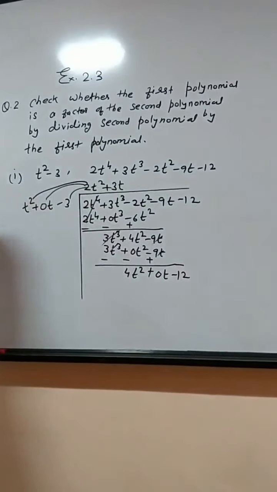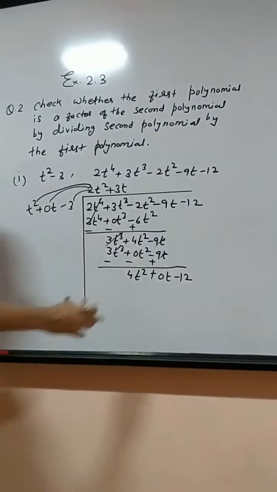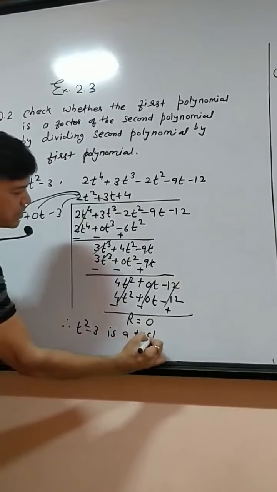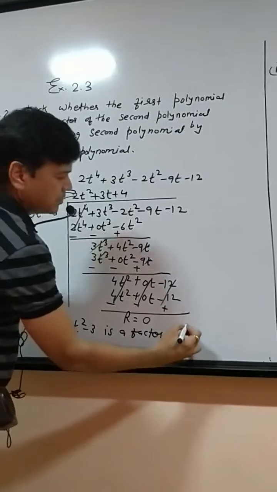Because 0t is 0. You want 4t square, so multiply this by 4. 4 into t square, 4t square. 4 into 0t, 0t. 4 into 3, 12. Minus plus. Remainder is 0. Therefore, if the remainder is 0, then this is a factor of this. Therefore, t square minus 3 is a factor of the polynomial.